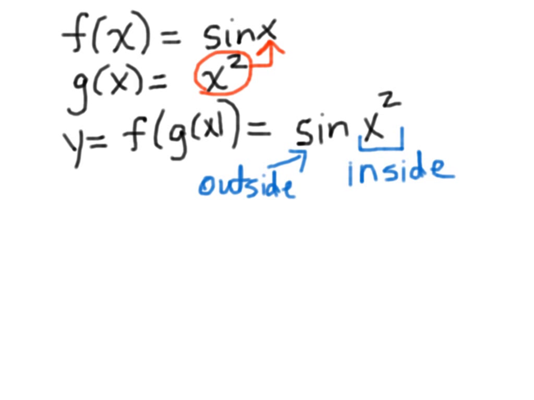So if we were trying to find the derivative, it's a little difficult now. We know that sine's derivative is cosine, but x squared has its own derivative, and we have to take that into account when we're taking the derivative. So we're going to learn a rule called the chain rule.